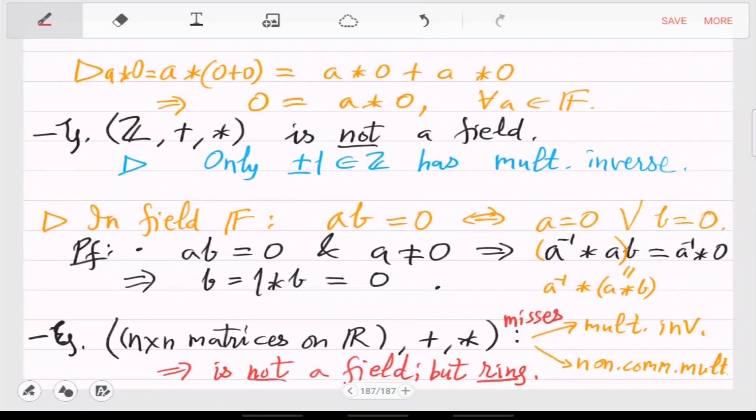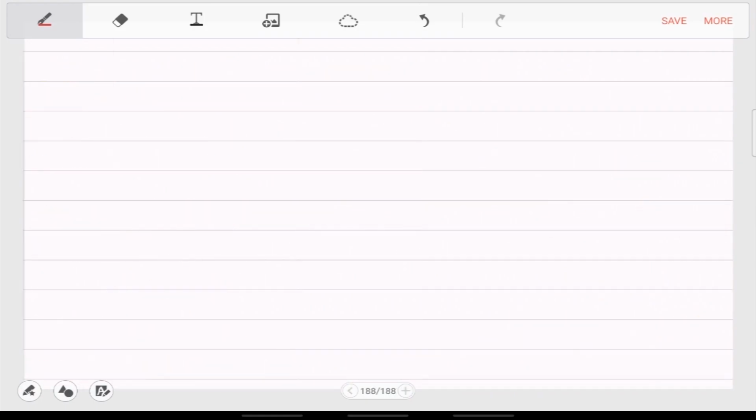So every field is a ring, but every ring is not a field. Okay, ring is something more relaxed. It's closer to a set. In fact, it's closer to a vector space. So there is a lot of structure, but not so much as in a field.